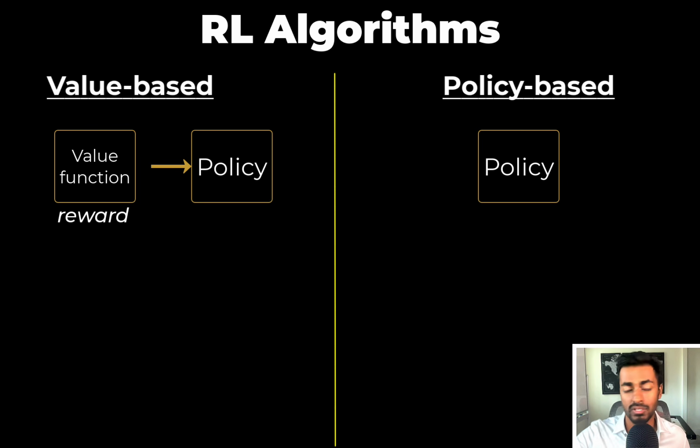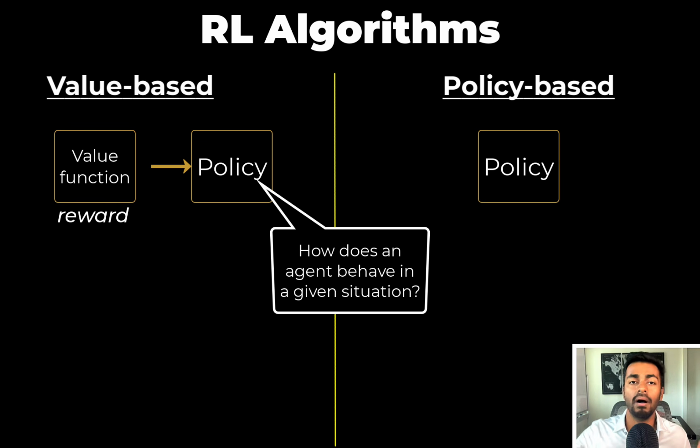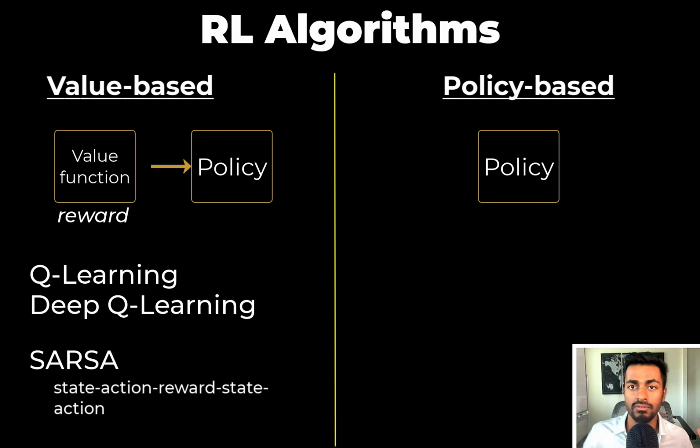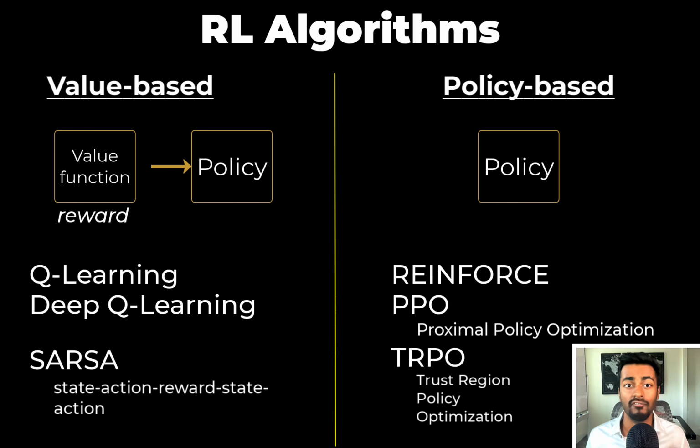But wait, what is policy? Simply put, a policy is how an agent behaves in a given situation. Examples of value-based methods include Q-learning, deep Q networks, and SARSA, that is state action reward state action. Examples of policy-based methods include REINFORCE, PPO, that is proximal policy optimization, or TRPO, that is trust region policy optimization.